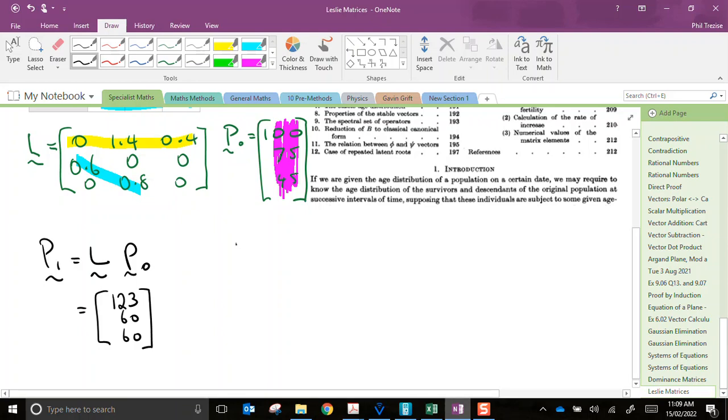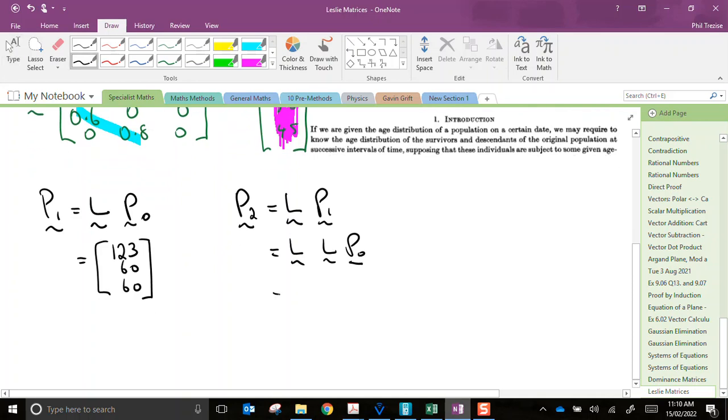Now, something interesting happens if I look at population 2. That's the Leslie matrix times population number 1. And again, actually, let's do something a little bit more mathematical. Wasn't population 1 just the Leslie matrix times P naught? And wouldn't that be best written as L squared times P naught?